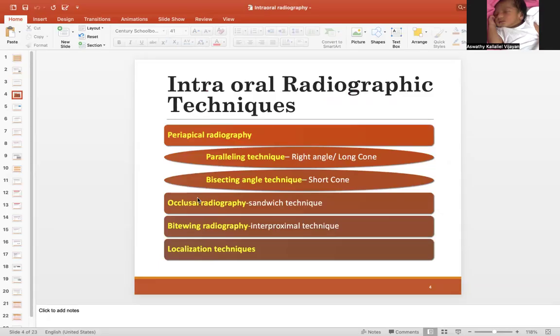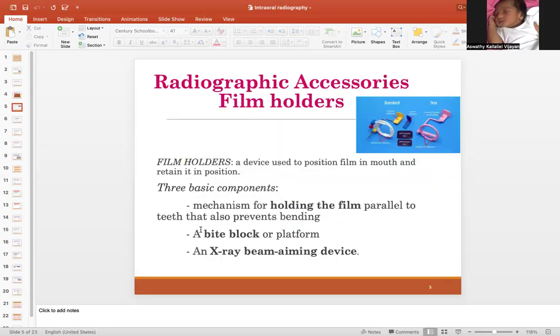The intraoral radiographic techniques mainly include periapical radiography, which is the most common and consists of the paralleling and bisecting angle techniques, occlusal radiography, bite-wing radiography, and localization techniques.